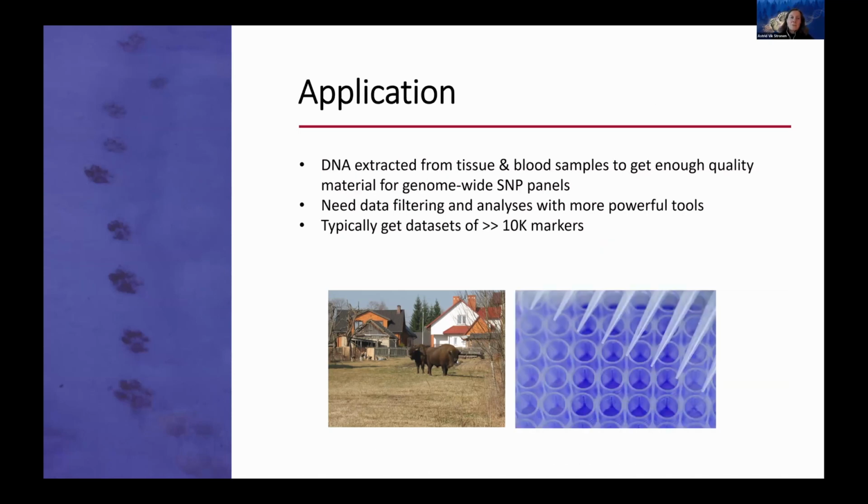In terms of application, here we use DNA extracted from tissue and blood to get enough quality material for these genome-wide panels. So we are limited to these higher quality materials. And we do need data filtering and analysis that use more powerful tools than the often Excel or simple tools that you can use for microsatellite analysis if you have only a few markers. But we also get data sets of unusually large quantities, such as 10,000 or maybe 100,000 markers.